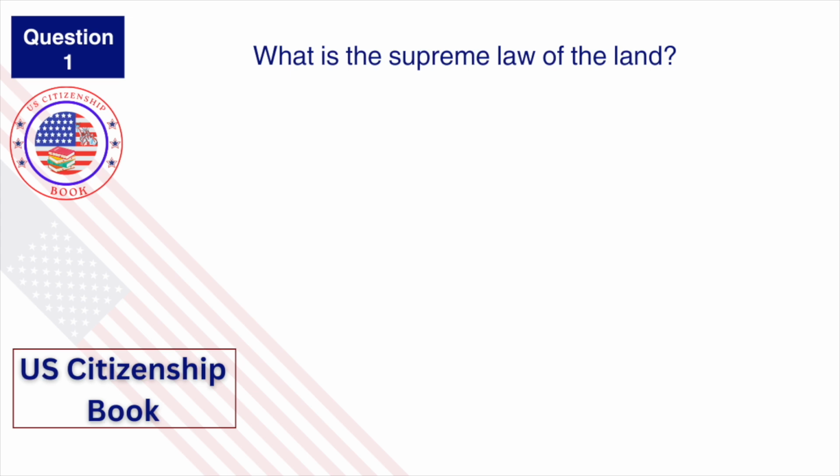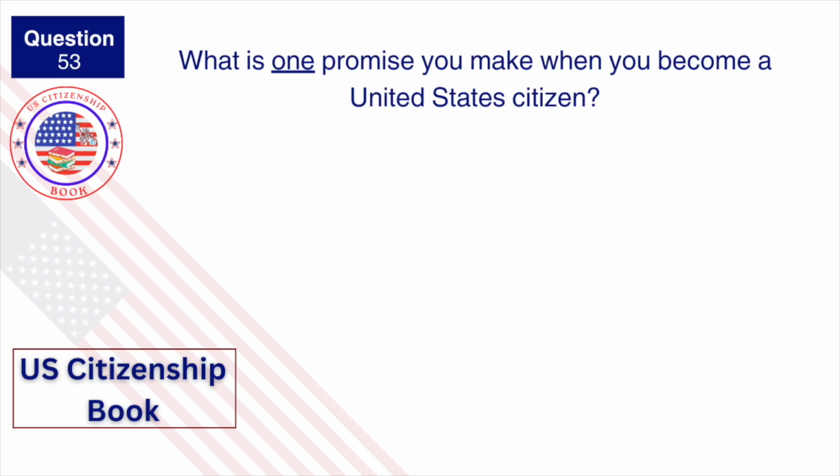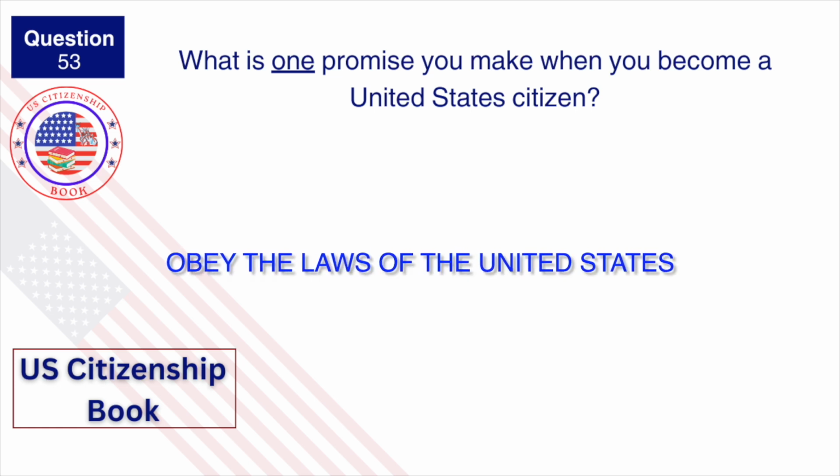What is the supreme law of the land? The Constitution. What territory did the United States buy from France in 1803? The Louisiana Territory. What is one promise you make when you become a United States citizen? Obey the laws of the United States.